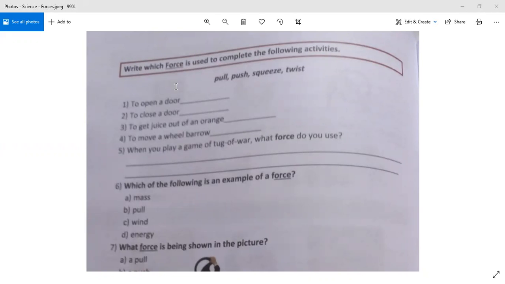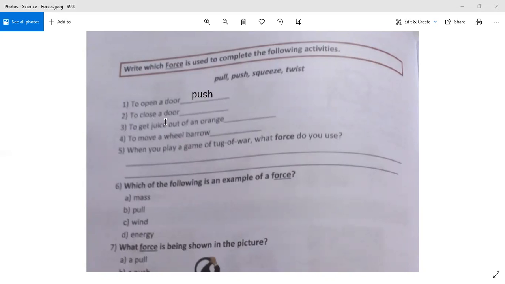Let's go to number 1. To open a door. Read that. Which one do we use to open a door? Is it a pull, push, squeeze, or a twist? Which one? Yes, we can use a push to open the door. So let's write the word push. P-U-S-H. Push. Very good.